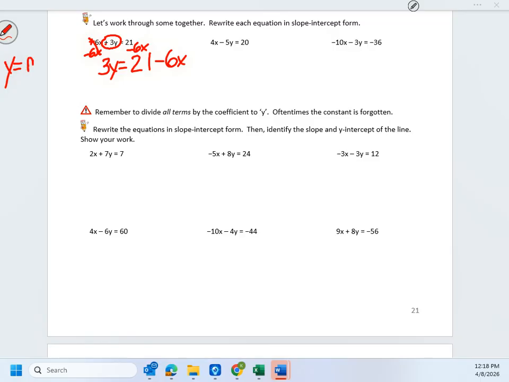y equals mx plus b. So do I want that 6x at the end? No, I want it right after that equal sign. So I have 3y equals what? Madeline?